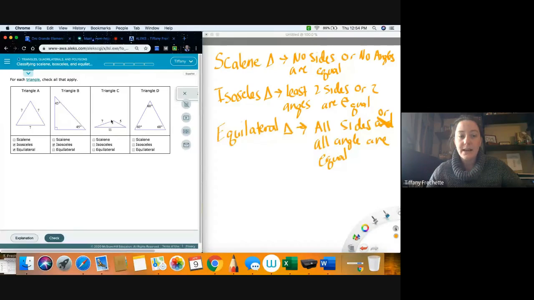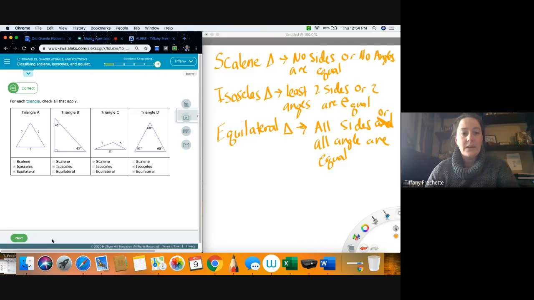All different lengths for the sides here. If it's all different lengths for the sides or all different angles, it's scalene. And then triangle D, I have all the angles equal. Remember, it was all sides or all angles equal. We know it's equilateral, and as soon as I click that button, I want to click isosceles. And we're going to check it.